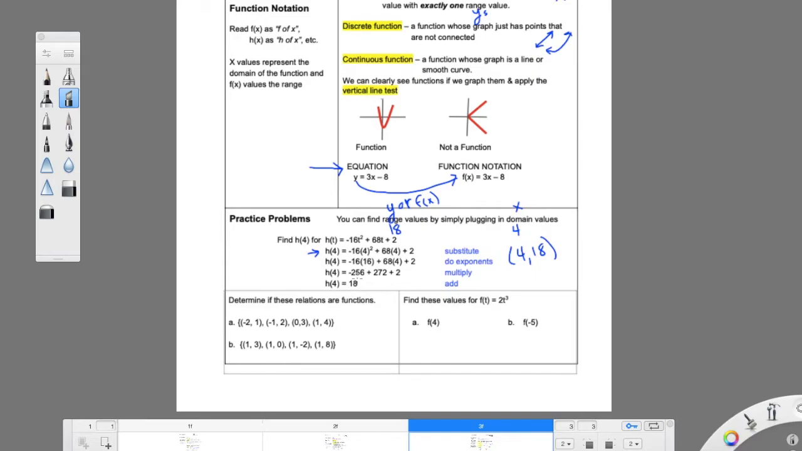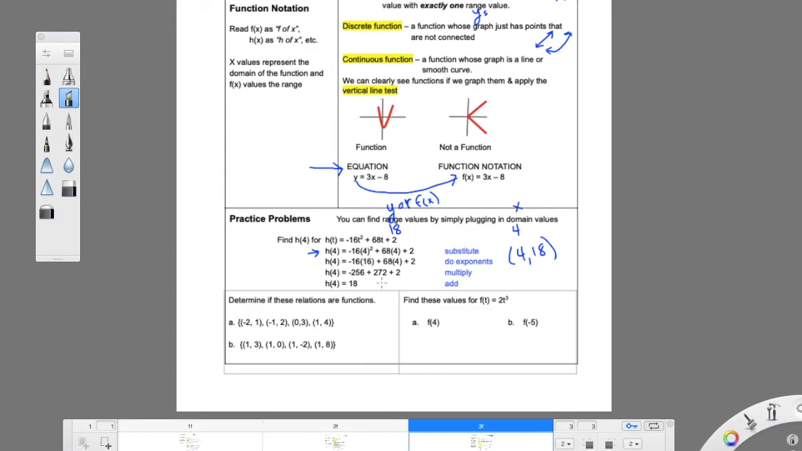So with this one, I know I went through it a little quickly, but the basic idea is we're following the order of operations. So always follow the order of operations when you're doing this. So parentheses, then exponents, multiplication or division from left to right, addition or subtraction from left to right.